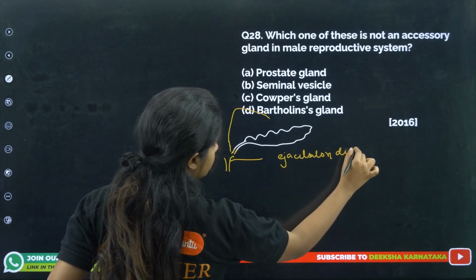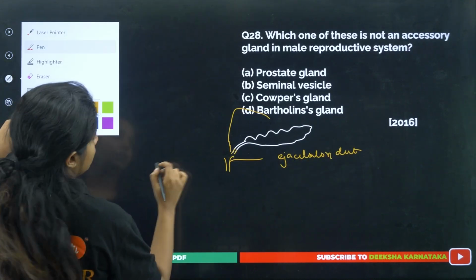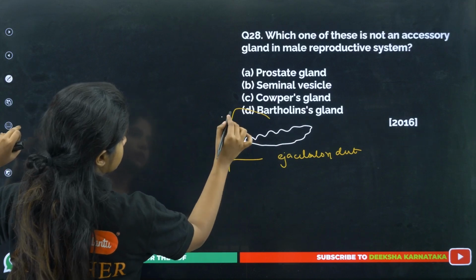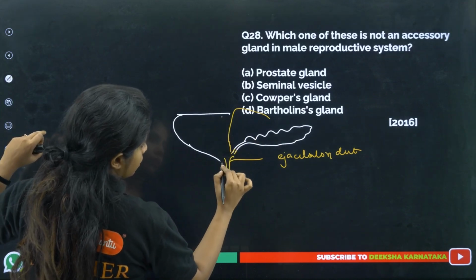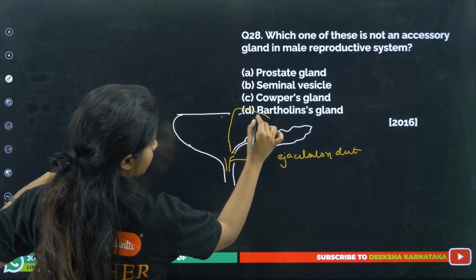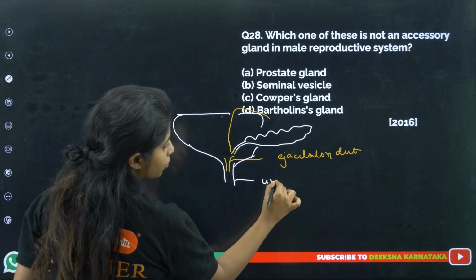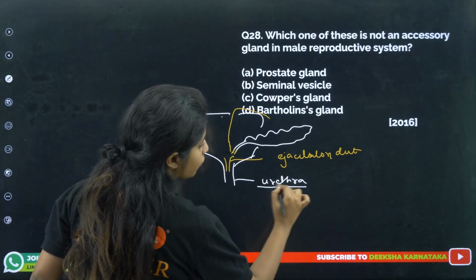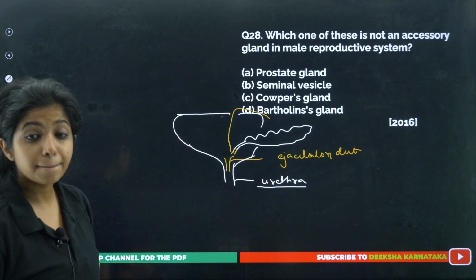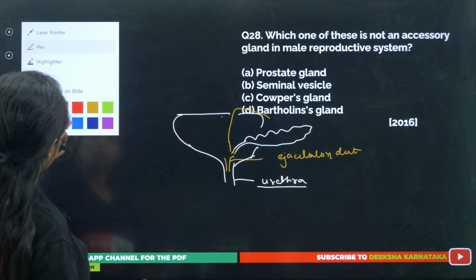Ejaculatory duct, which will be opening. Okay, suppose this is the urinary bladder. So this ejaculatory duct will be opening into the urethra, which is the common passage for sperm and the what? Urine. Okay, in the case of males.